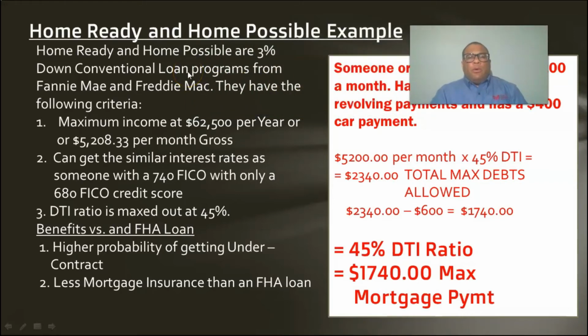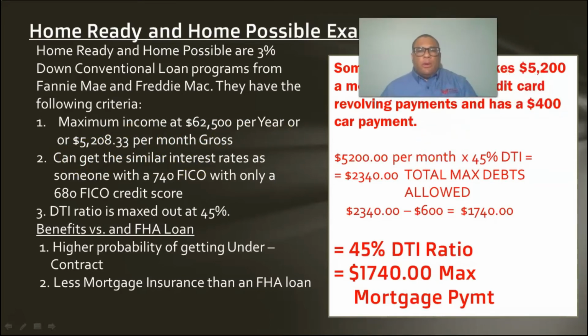Home Ready and Home Possible are 3% conventional down payment programs available from Fannie Mae and Freddie Mac. They have the following criteria. Maximum income is $62,500 per year, or $5,208.33 per month gross. With this program, you can get similar low interest rates as someone with a 740 FICO with only a 680 or a little bit higher FICO.